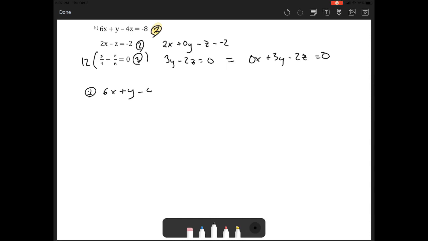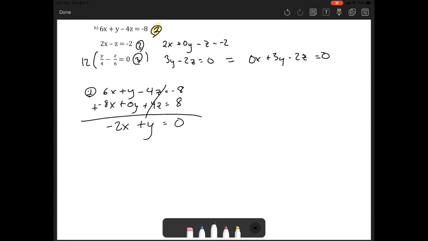equals 0. Okay, so I'm going to have my first equation, which is 6x plus y minus 4z equals -8. And then I'm going to multiply my second equation by 4, and that means I'm going to end up with 8x plus 0y plus 4z equals 8. That's going to make it where my z's cancel, so then I end up with -2x plus y, cancel here, equals 0.